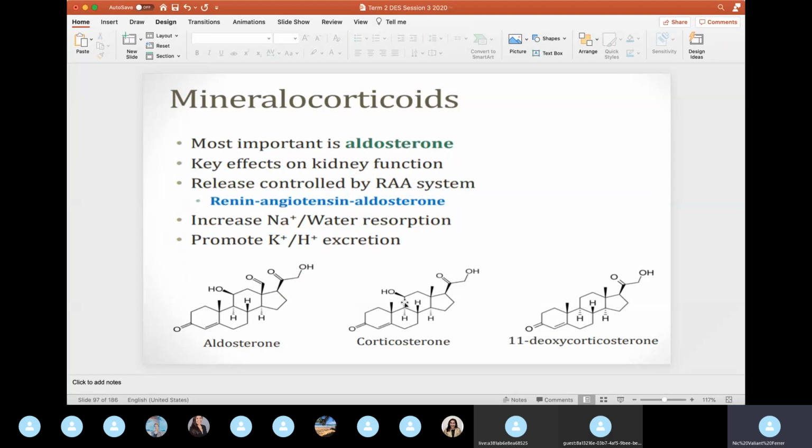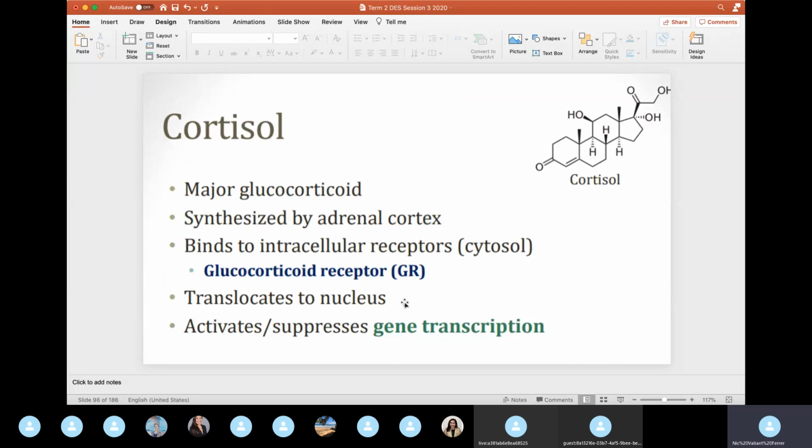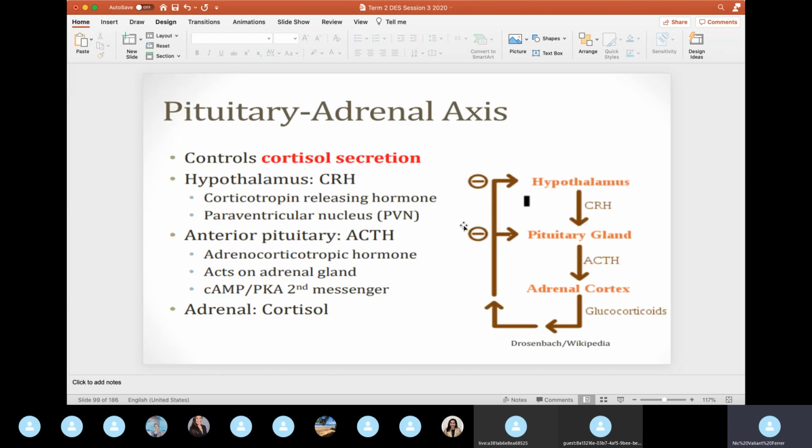So we talked about aldosterone, renin-angiotensin-aldosterone, mineralocorticoids, and we talked about cortisol, which is a glucocorticoid, which translocates to the nucleus and activates or suppresses gene transcription. Now let's talk about the pituitary-adrenal axis. The hypothalamus produces what? Corticotropin releasing hormone. It induces the anterior pituitary to secrete what? ACTH. ACTH goes to your adrenal gland.